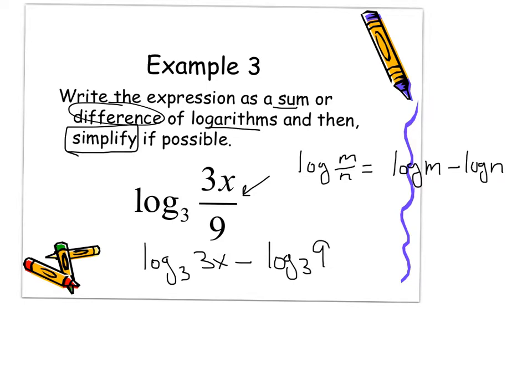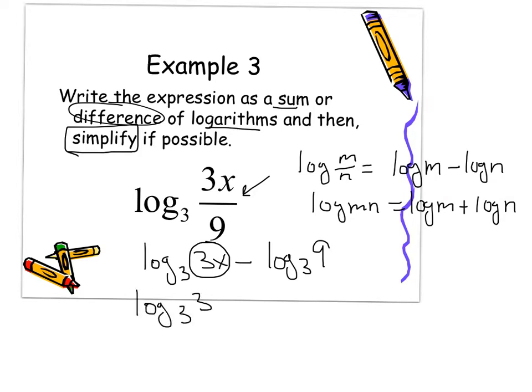Now, what I need to do is I need to take this a step further, okay? Because this 3x is multiplication. I can split this. So we have that other property where if we have log of 2 terms being multiplied, I can do log of 1 term plus log of the other term. So I'm going to split this. Log base 3 of 3 plus log base 3 of x minus log base 3 of 9.